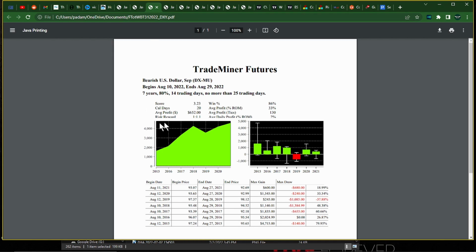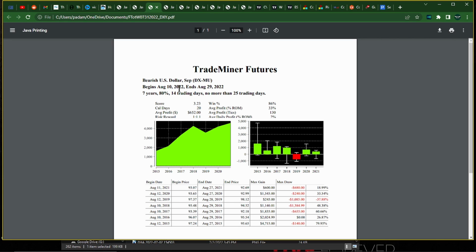I did not do the neural network on any of these. I just picked them. So we got a bearish US dollar, and the US dollar has been pretty bearish. Actually, that's not true. It's been bullish, but it's been retracing. So we'll see if it actually retraces in August, if there's any type of retracement in August.